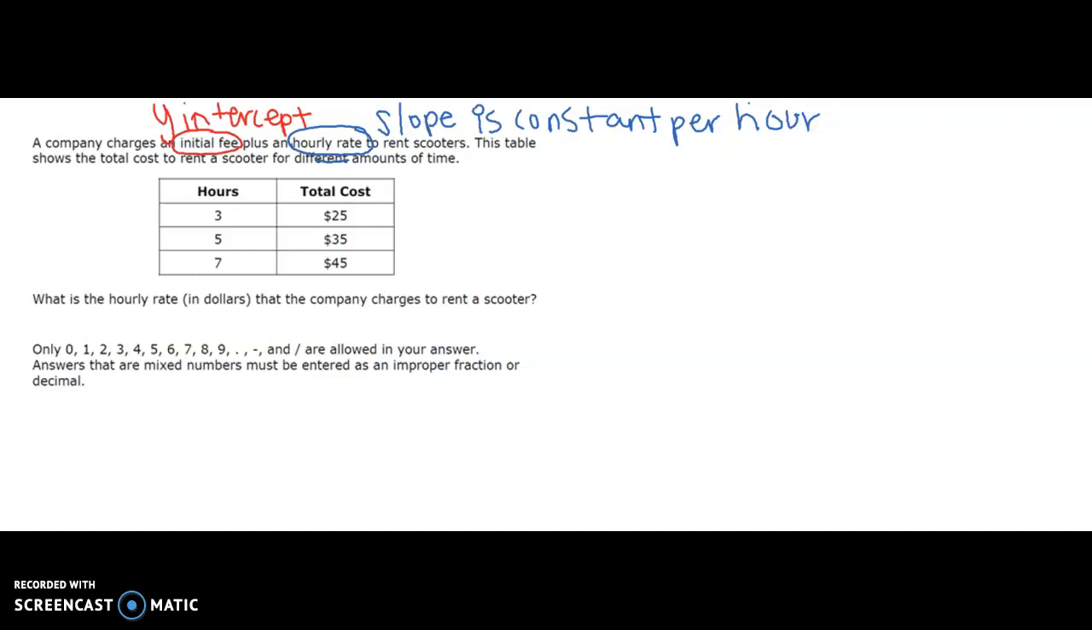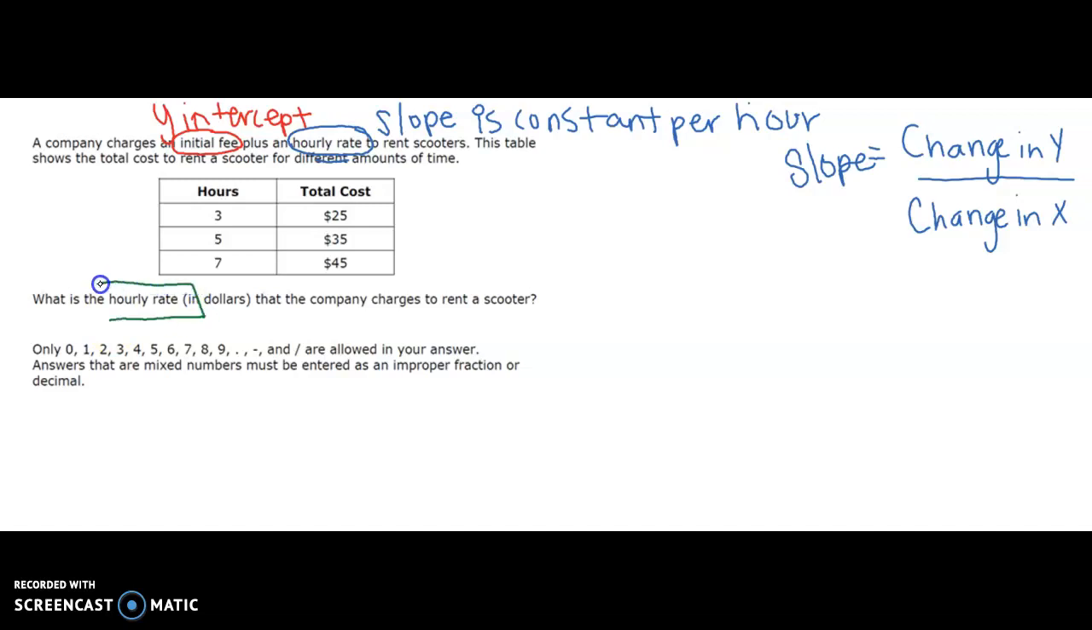So remember that slope is also the change in y over the change in x. That's how we find slope using a table. So let's go ahead and read the question. What is the hourly rate?